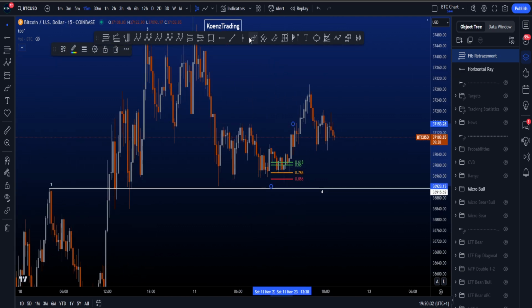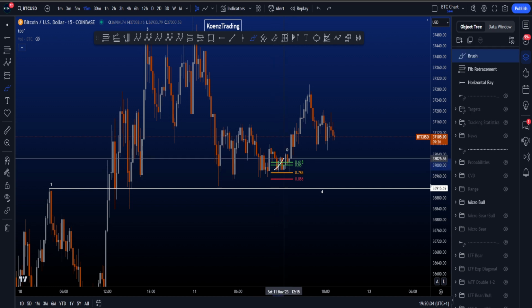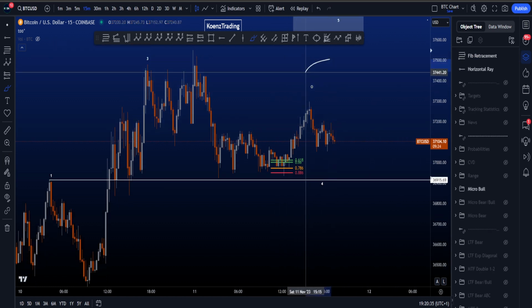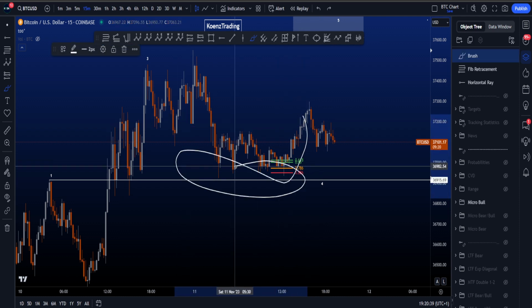And the fact that the 0.886 has been hit means that any move towards the upside has a higher probability of being a wave C or a wave Y, which therefore increases probabilities to then take these lows.